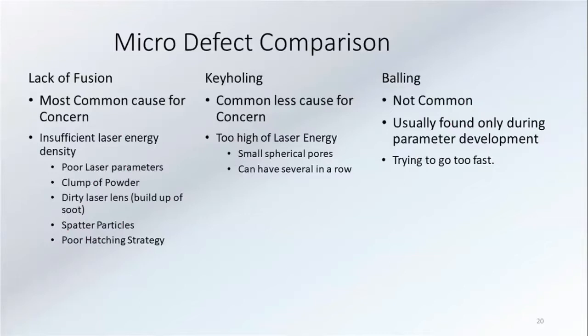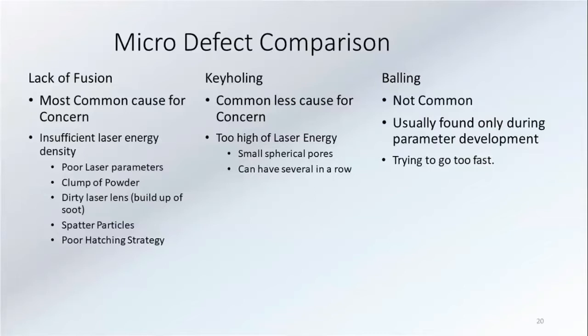Spatter particles: spatter tends to be much larger than the layer thickness, it could be 2 to 5 times your average layer thickness. There are smaller particles in there as well, but for some of the larger ones, your laser is not tuned to go through that. Poor hatching strategy can also cause lack of fusion. If your hatch is not overlapping properly, you can have a defect there.